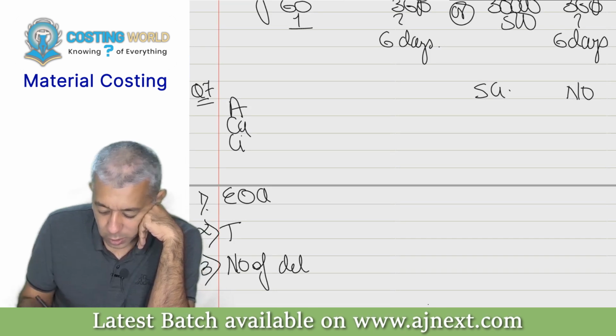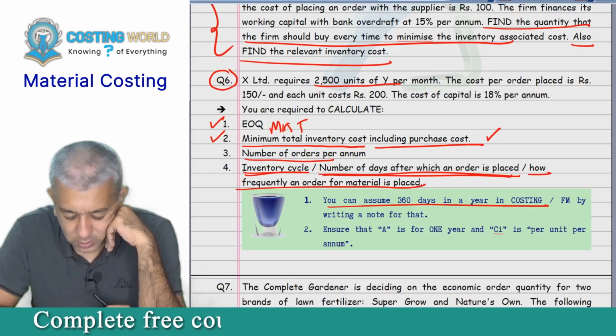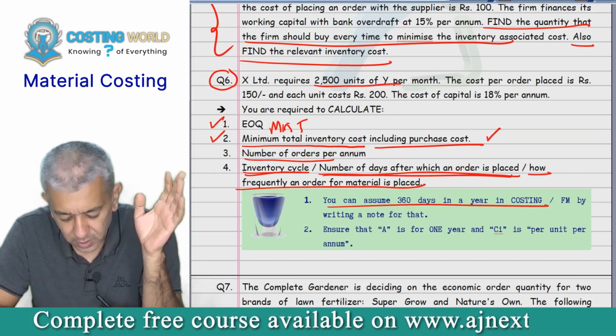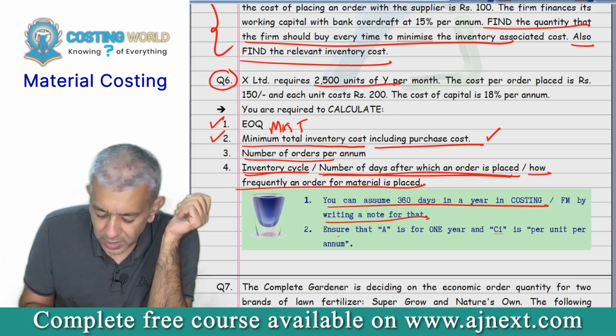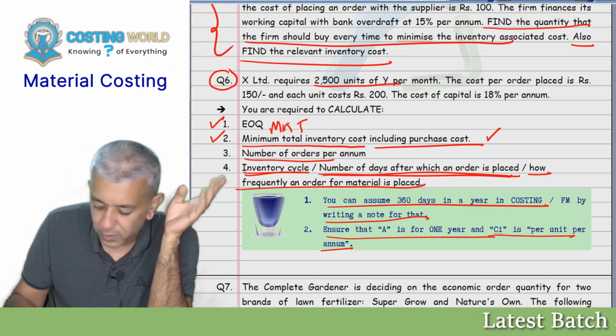Listen. Now, 2 things I've written in short over here. You can assume 360 days in a year in costing and FM by writing a note for that. Ensure that A is for 1 year and ensure that CA is per unit per annum.